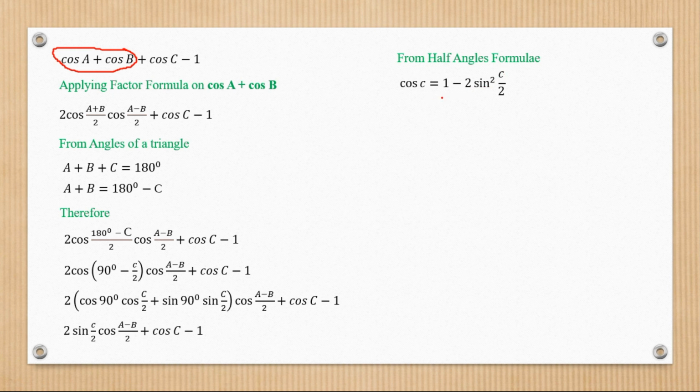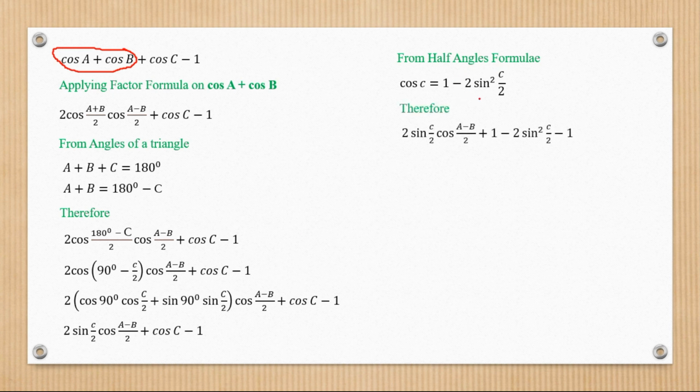Now there are very many ways of representing this. This can also be represented as cos squared C over 2 minus sine squared C over 2. It can also be represented as 2 cos squared C over 2 minus 1. But the reason we use the 1 minus 2 sine squared C over 2 is because we want something that resonates or that is similar to this one here. So that's why we convert it into this form.